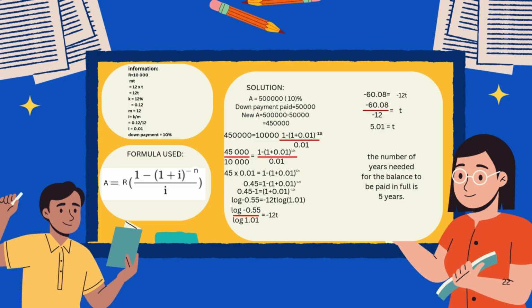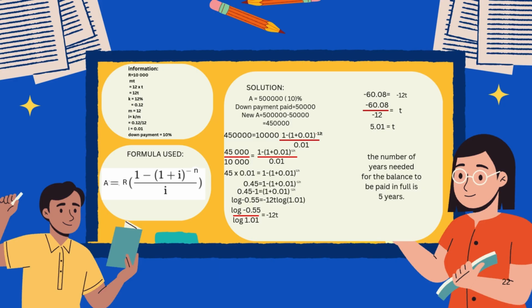Now we don't need 1 in our right side, so we will move 1 to the left, and then we will minus it with 0.45, and then we will get negative 0.55. And on our right side now, we only have 1 plus 0.01 power minus 12t. So we can calculate the inside of bracket, and we will have 1.01. So for this part, we will use log. So in the mathematical sentence, it will be log negative 0.55 equals to negative 12t log 1.01.